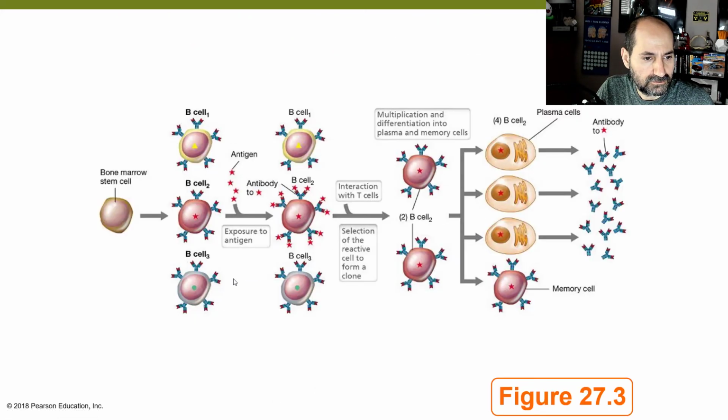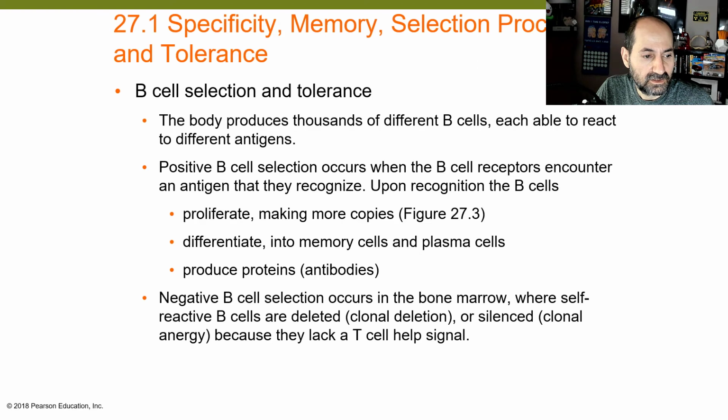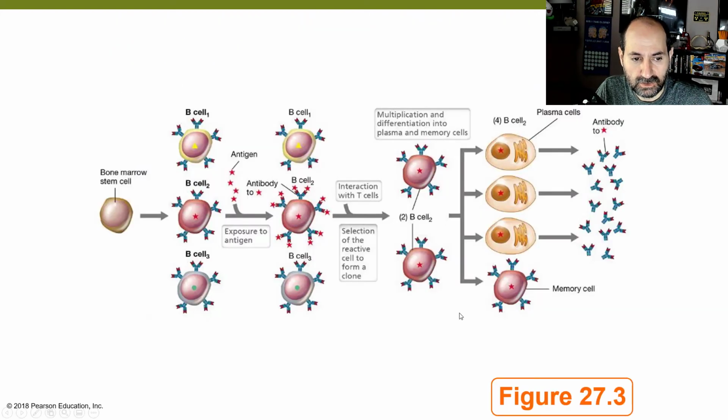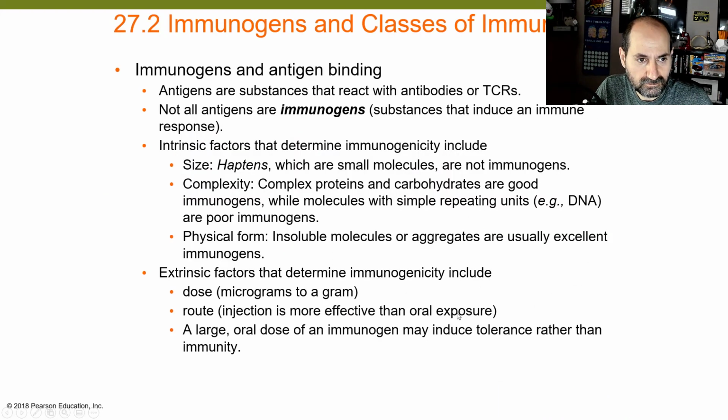What else? You should know that B cells and T cells are made in the bone marrow, but the T cells mature in the thymus. That's where the clonal deletion occurs. And the B cells mature in the bone marrow. You see the bone marrow, and that's where clonal deletion occurs. So definitely know that T cells mature in the thymus, B cells mature in the bone marrow.